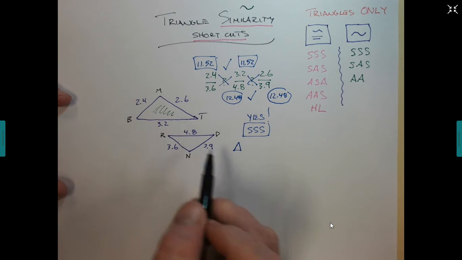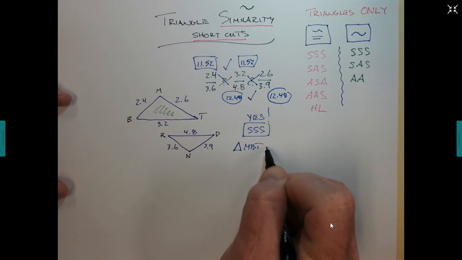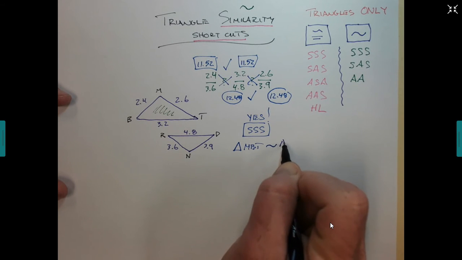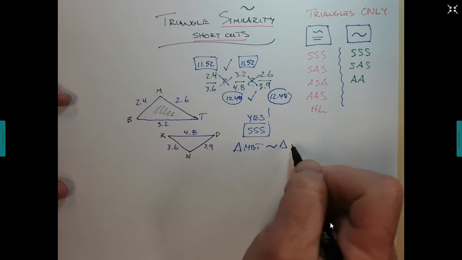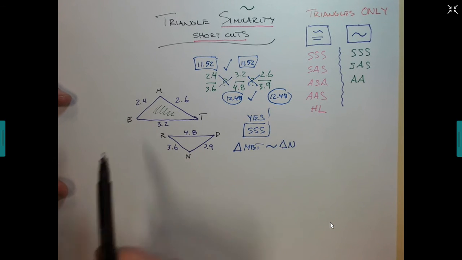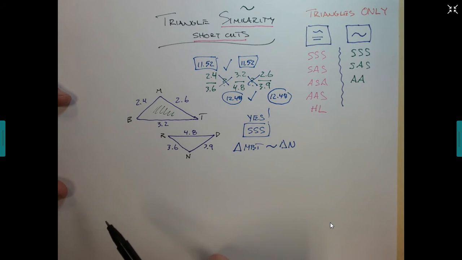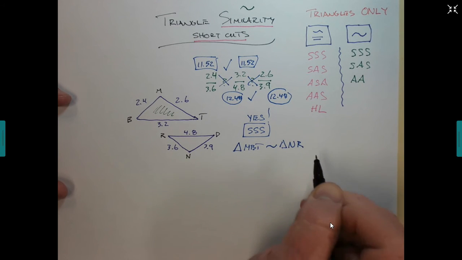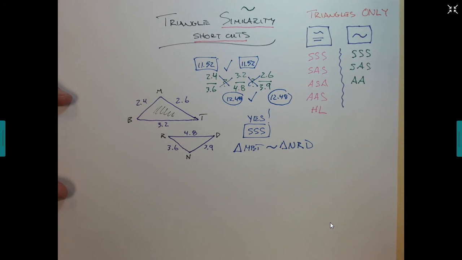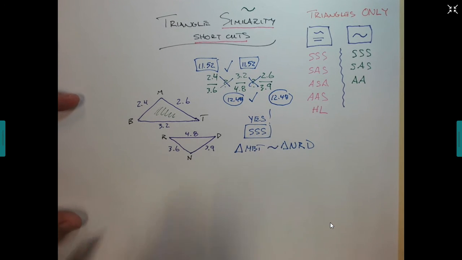So if I say triangle MBT, it doesn't matter how I list the first triangle, but then I've got to make sure the pieces match up in the second triangle. I know M matches up with N. And if I go over to B, that means I went along the smallest side, so I've got to go to R. If I get two of them, the third one should be not so bad. Okay? So this was an example of side, side, side.